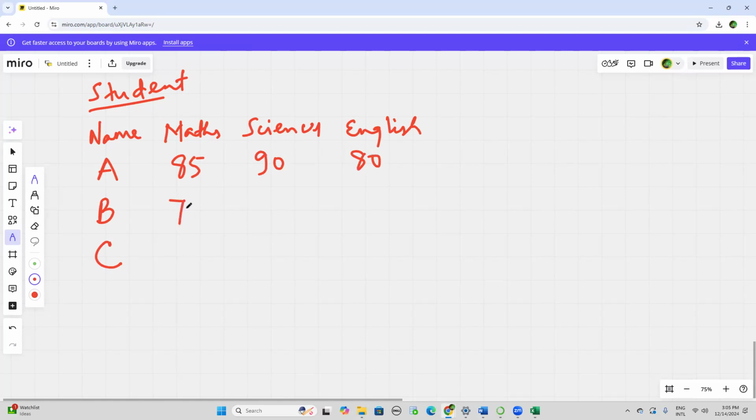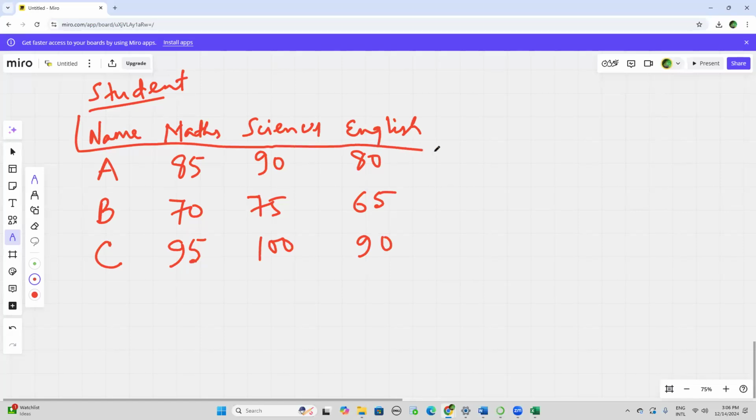Okay, B has scored 70, 75, and this is 65. Similarly, this is 95, this is 100, and let's say this is 90. So this is the typical table from SQL perspective, where these are the columns, right? I think you all have studied SQL, right? So in SQL, these are the columns we have, correct? And these are the rows, right?